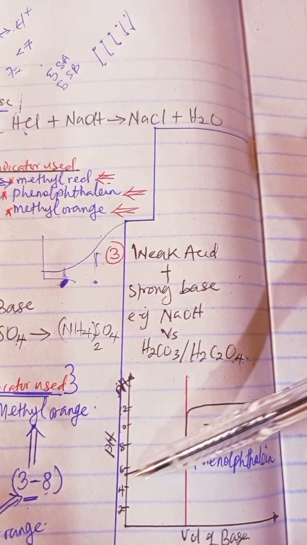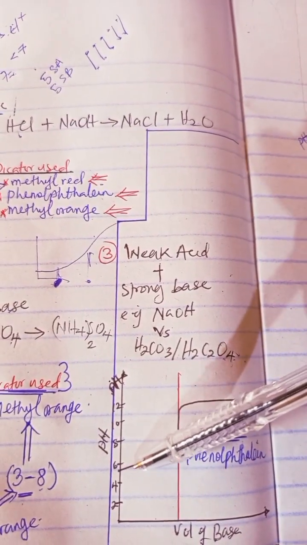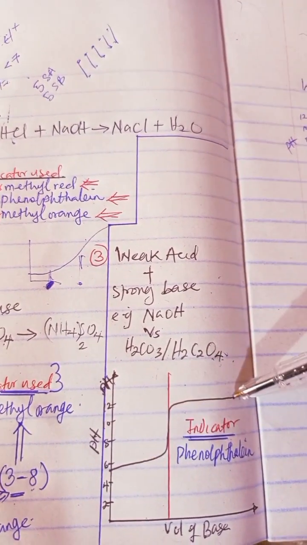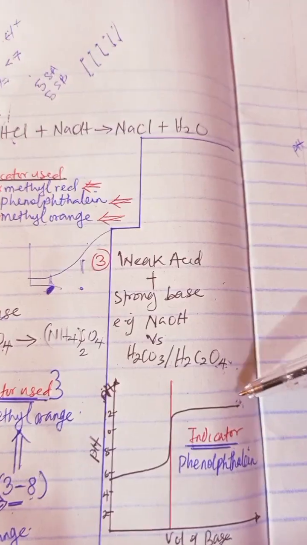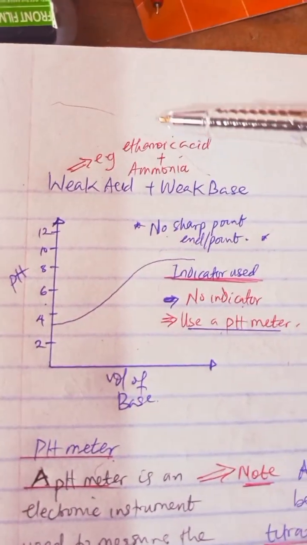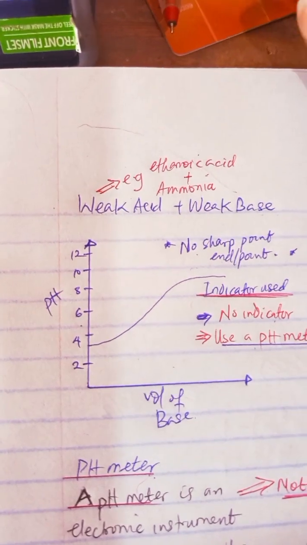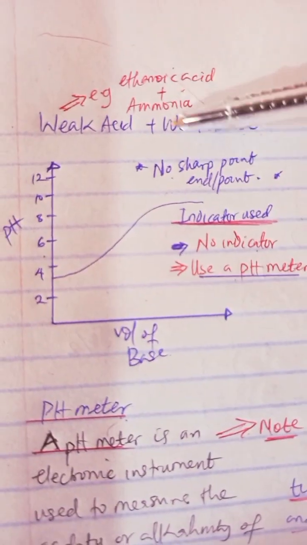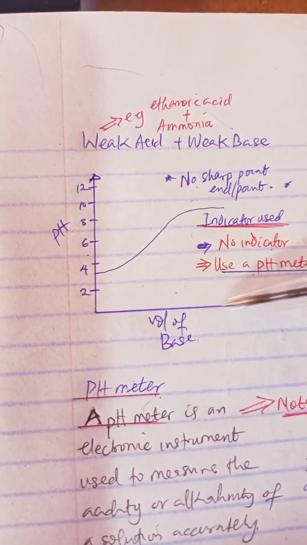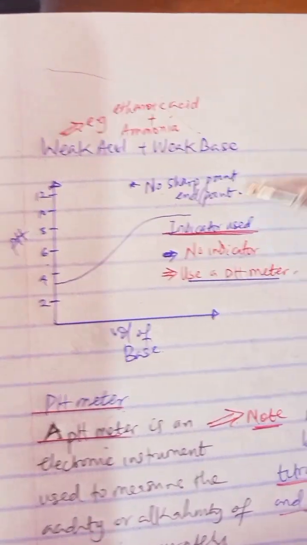Okay, so you can see it will spike, going up from something like 5 points for a weak acid, to go to strong, higher. Then the last one is the weak acid plus weak base. An example is ethanoic acid and ammonia. So this is the graph here. This graph is flat. It does not have a spike.